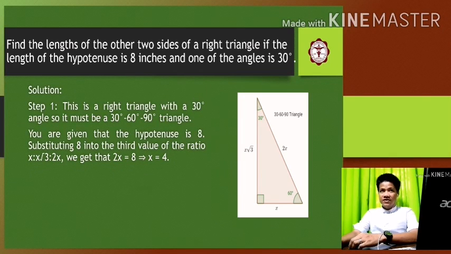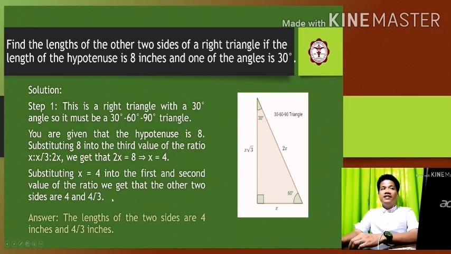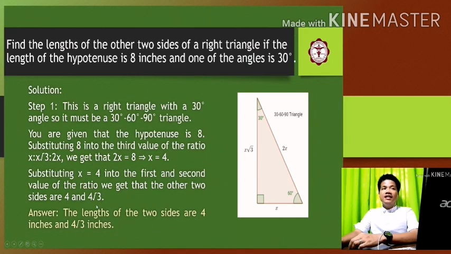Substituting 8 into the third value of the ratio, x is to x square root of 3 is to 2x, we get that 2x is equal to 8. Therefore, x is equal to 4. Substituting x equals 4 into the first and second values of the ratio, we get that the other two sides are 4 and 4 square root of 3. Therefore, the answer: the lengths of the two sides are 4 inches and 4 square root of 3 inches.